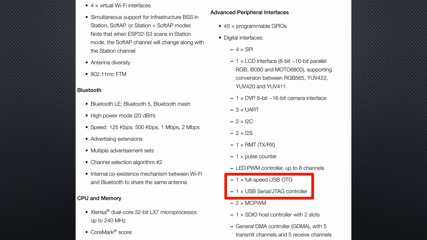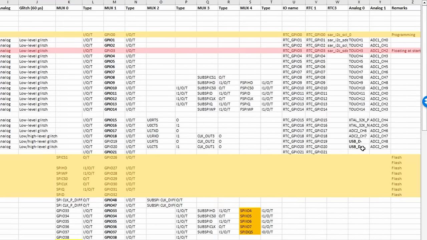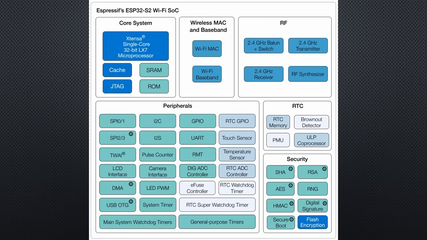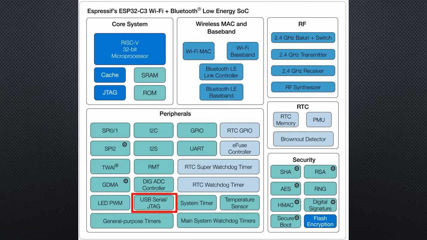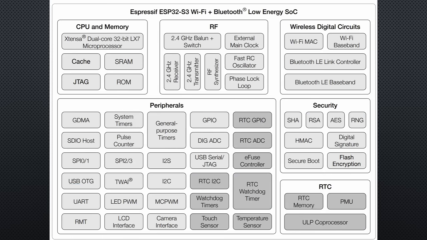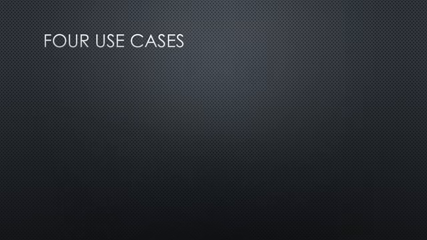So it offers two independent USB controllers, not only one as suggested by the pinout, where we only find one USB interface. The S2 chip only contains an OTG and the C3 a serial JTAG controller. Another essential interface to understand the matter is UART0 with its RX and TX pins. To eliminate confusion, we define four use cases.